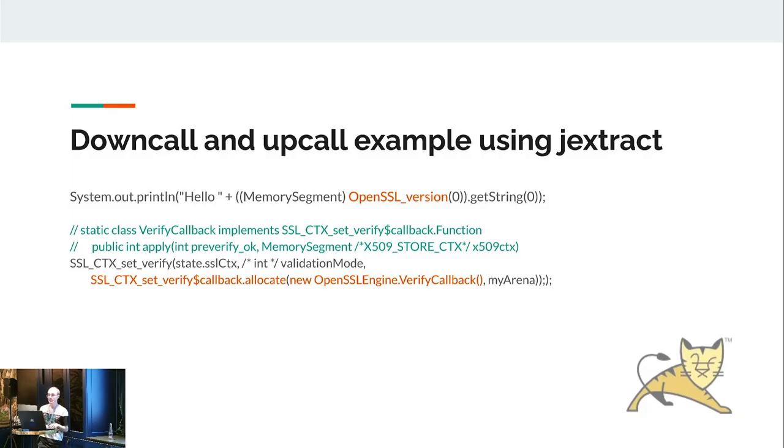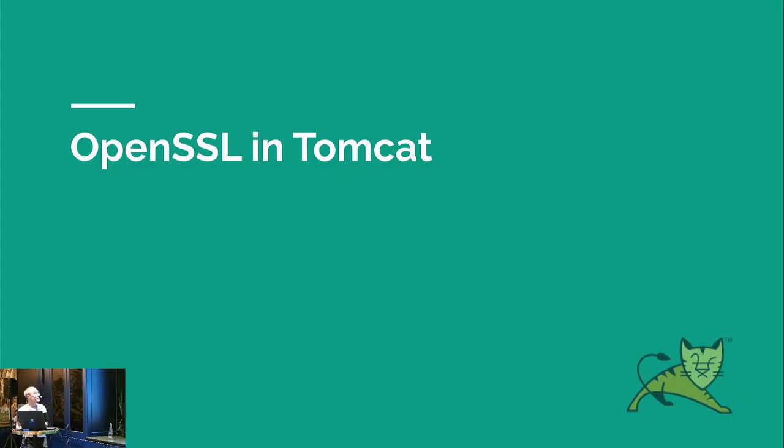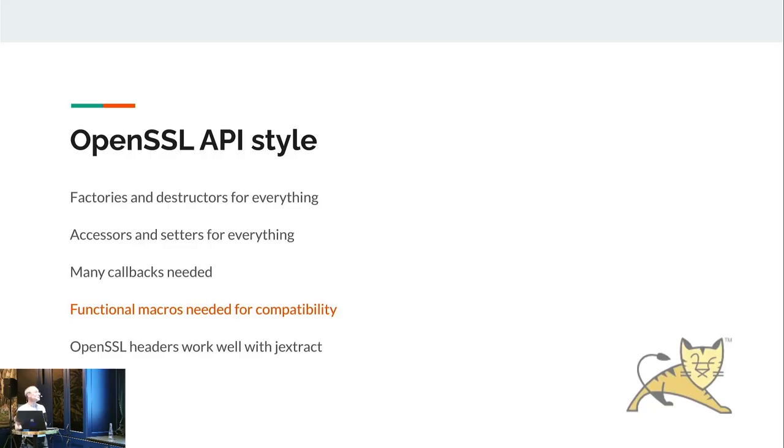10 minutes? Okay. So in Tomcat, what does it do? Basically, we have the OpenSSL API style. It was quite well adapted for what we wanted to do in Tomcat and used through FFM.